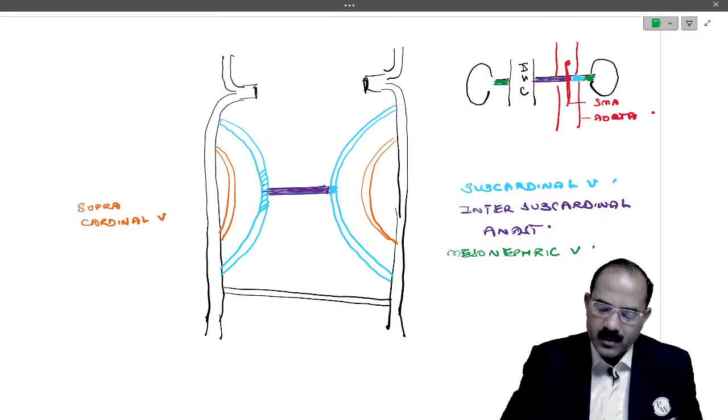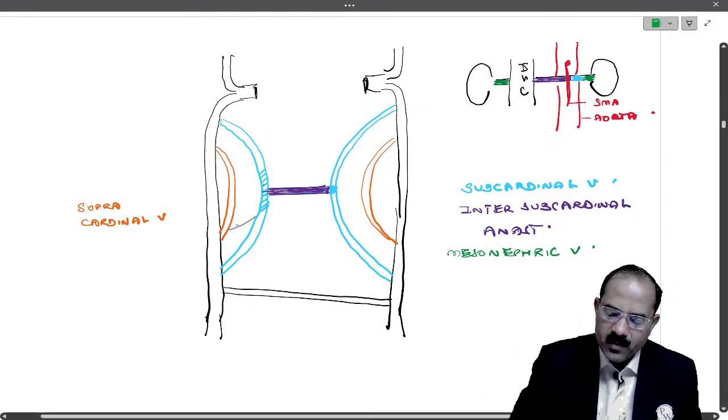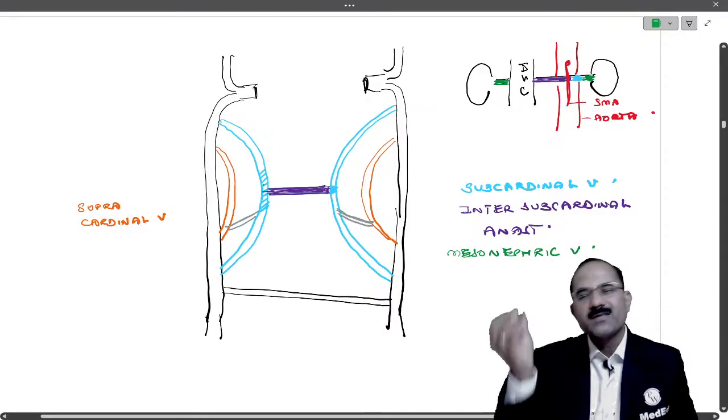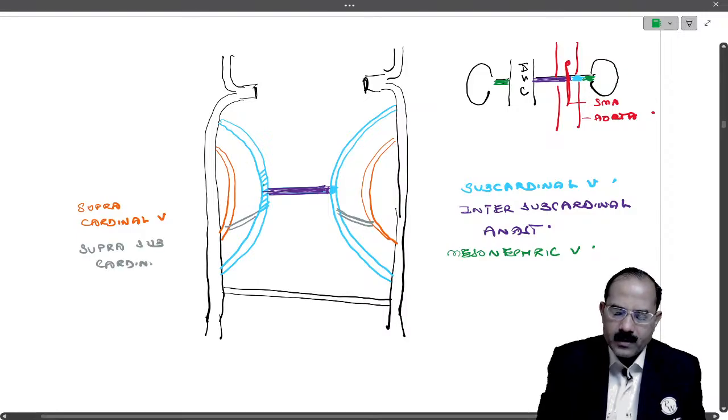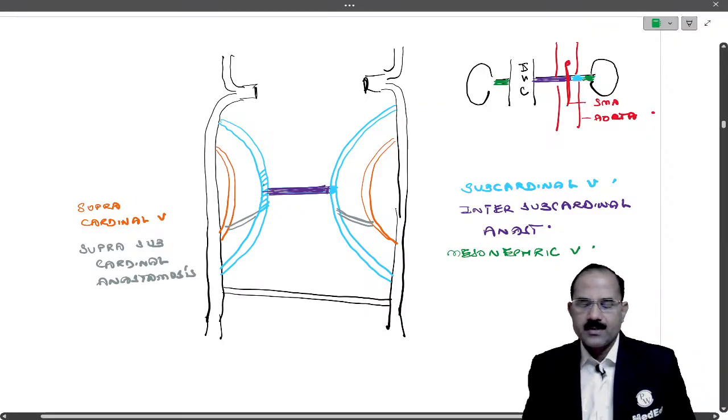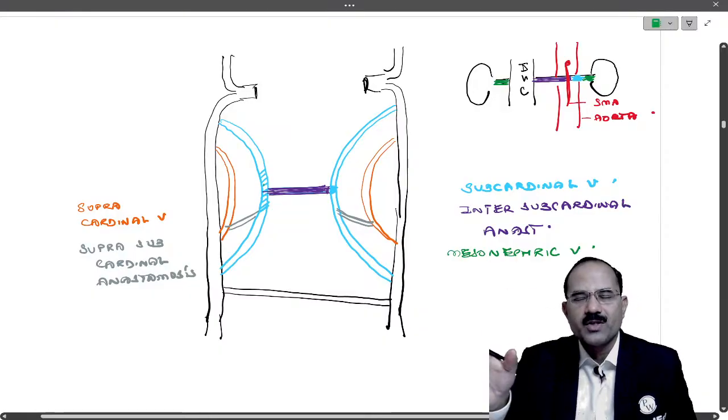Now, there's an anastomosis which is formed here. What will be the name of this anastomosis? What is this anastomosis which is connecting the supracardinal and the subcardinal vein? This is what we call the supra-subcardinal anastomosis. I've written it in the same color.